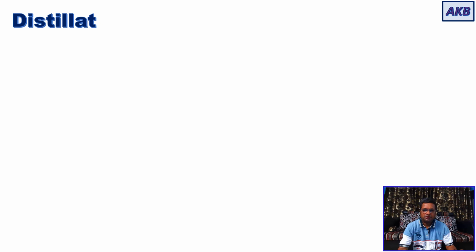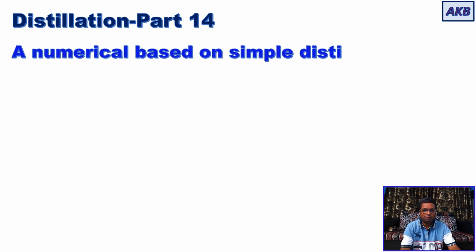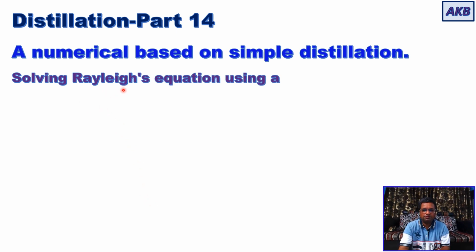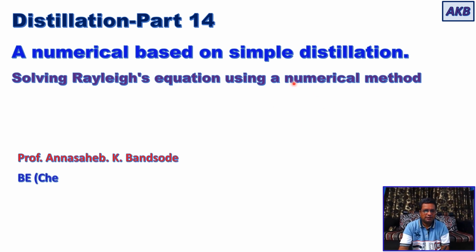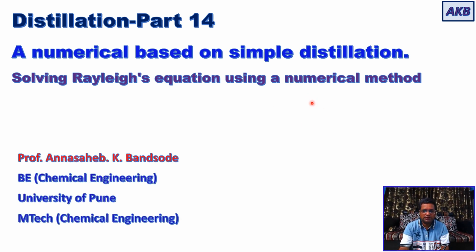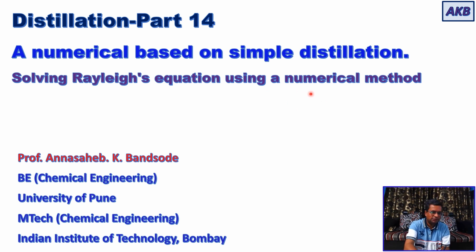So, this is part 14 of my discussion on distillation. So I'll be discussing a numerical based on simple distillation, and this time we will learn how to solve the Raleigh's equation by using a numerical method. Okay, again, in my previous two videos I had discussed one numerical. Same numerical I'll be discussing today, but here we will learn how to solve the Raleigh's equation by using a numerical method. Okay, so let us start the discussion.